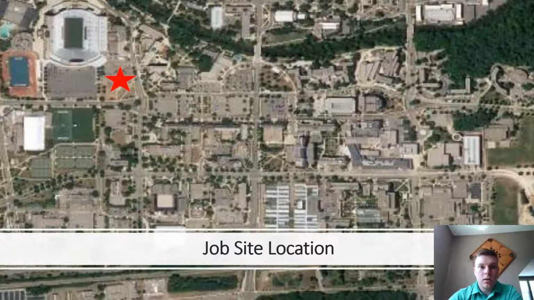We will start off with the location of this project. The existing Shaw Power Plant is represented by the star on this map of Michigan State University. As you can see, it is located relatively central to campus near Spartan Stadium.